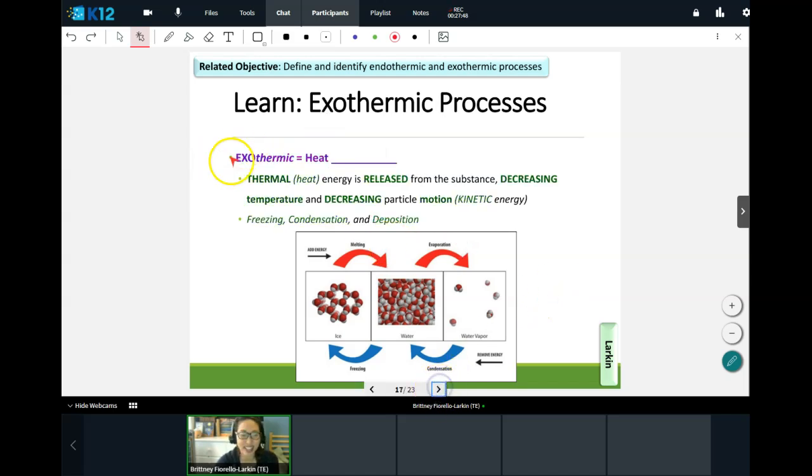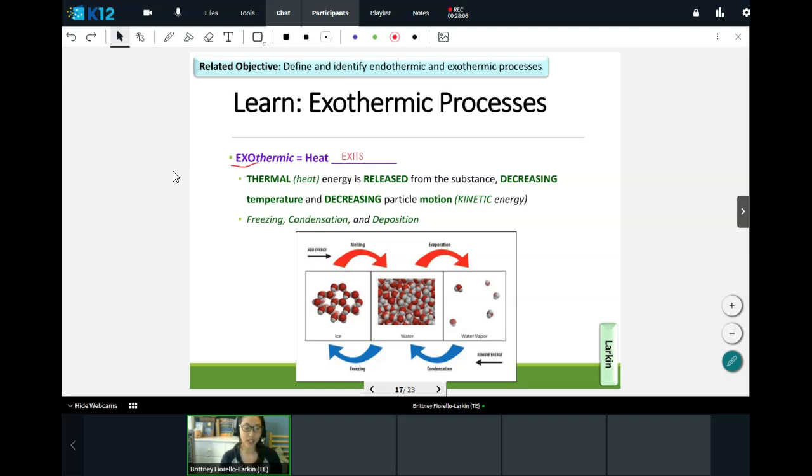All right, let's go ahead and take a look then. If endothermic means heat enters, what do you think exothermic means? Take a look at this vocab. What do you think exothermic then means? Yeah, endo means enters, therefore exo means exit. So heat exits here. So this time we're losing heat.